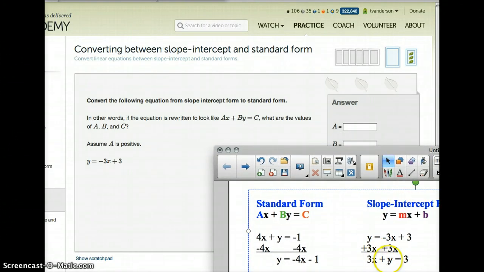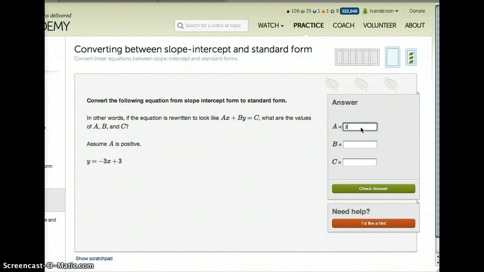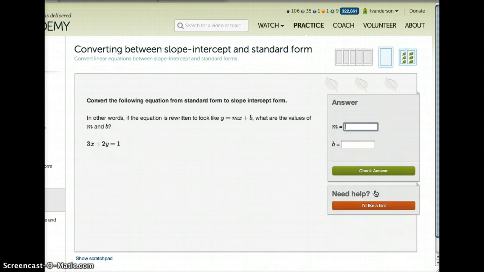You'll notice our b term, you don't see a number in front of the y. We just talked about that. If you don't see a number in front of the y, you should know that that is the number 1. And then the constant on the right side of the equation, or your c term, is another positive 3. So it's 3, 1, 3 for our 3 answers. So we'll plug in 3 for a, we'll plug in 1 for b, we'll plug in 3 for c. And you'll notice, yes, once again, we get our answer correct.